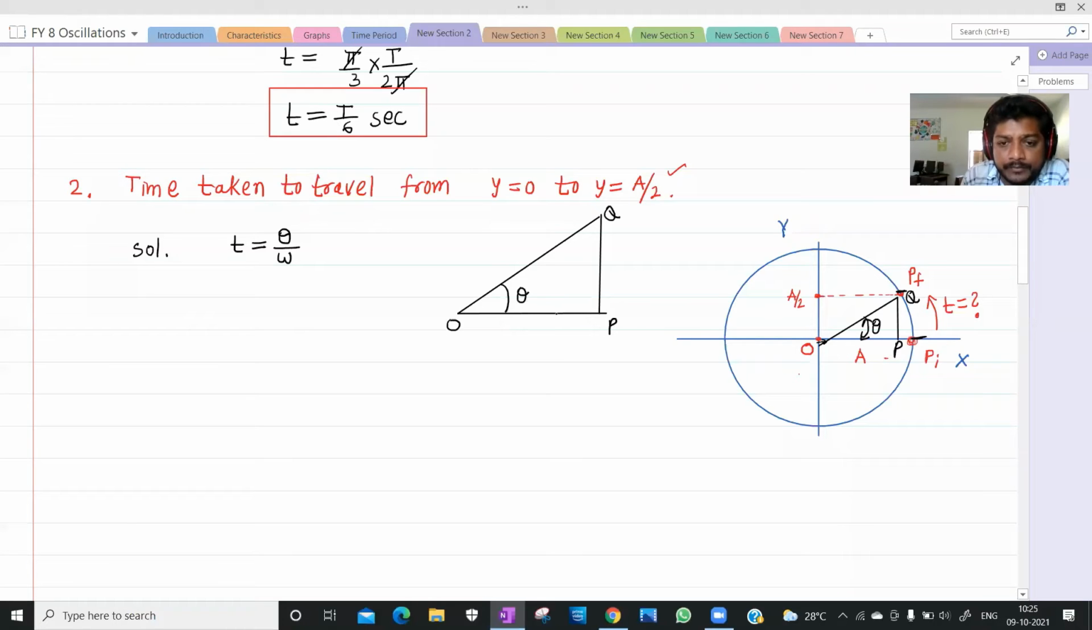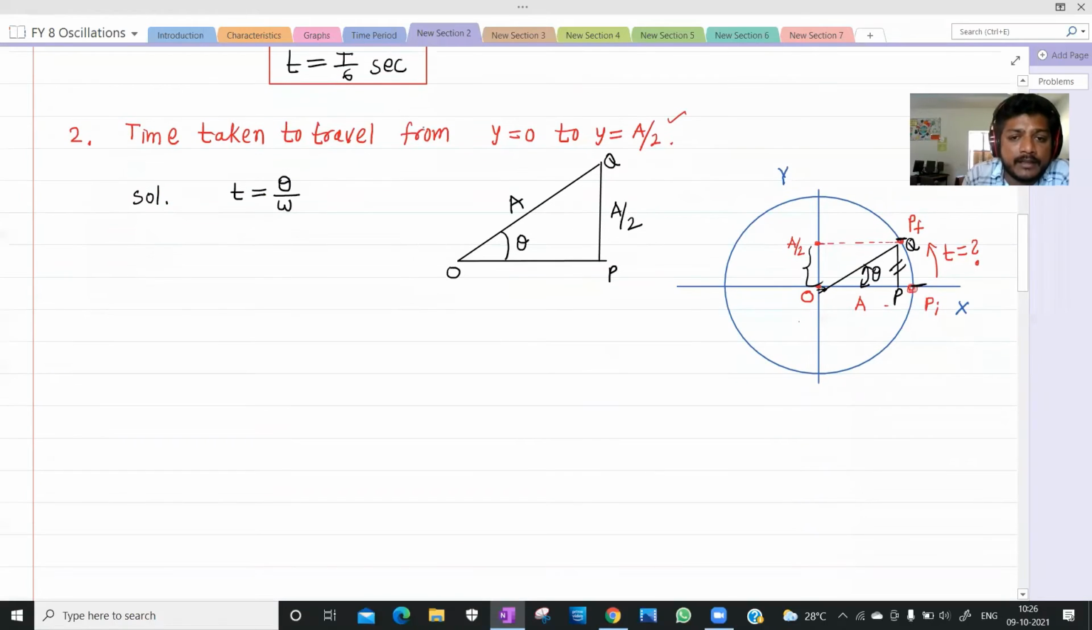What is OQ? OQ is the amplitude, nothing but the radius A. And what is PQ? PQ is nothing but the corresponding point, A by 2. From this triangle, this is the opposite side and this is the hypotenuse. So which trigonometric ratio do we have to use? Sin theta, very good.